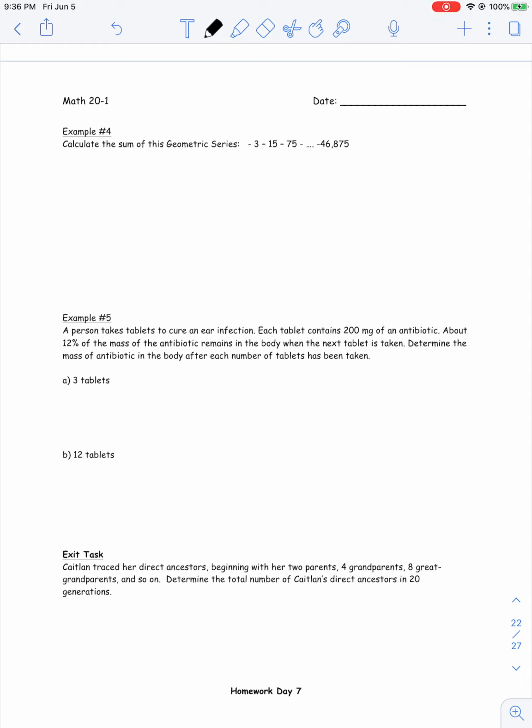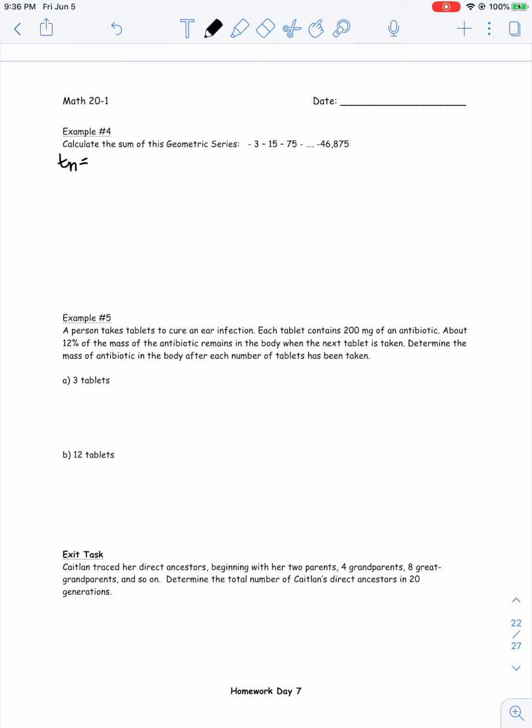Example number 4, calculate the sum of this geometric series. So here they're actually giving us Tn, which is our last term. So we're going to have to do this in 2 parts. We're going to have to figure out how many terms there are, meaning what our n value is first. And once we have our n, then we can solve for Sn.